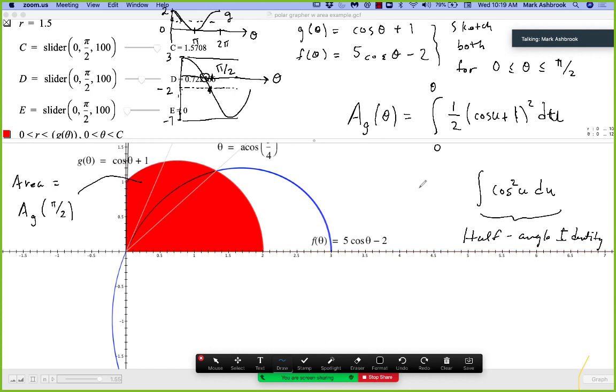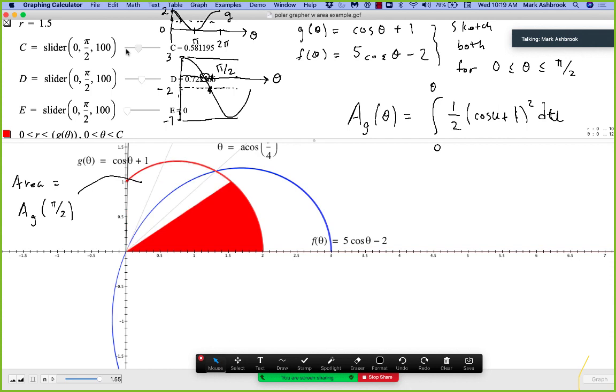Okay, so new one here. Now I want to write a new accumulation function. It starts by accumulating area within the function g, but then when it gets here, we start accumulating inside f.